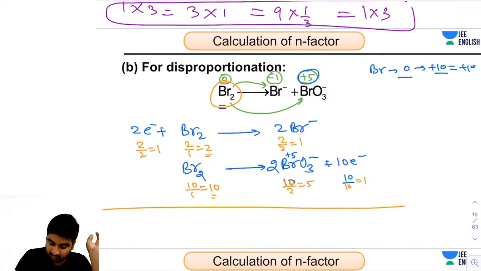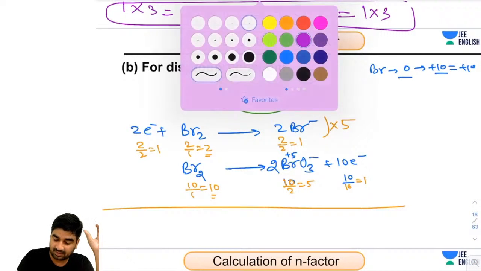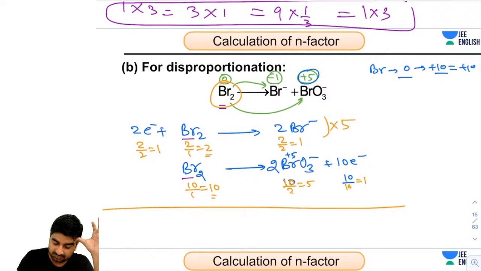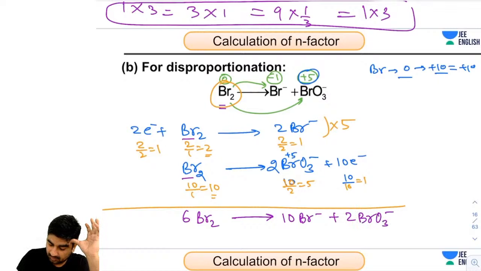So when you balance it, you have to multiply it by 5. So after multiplying it by 5, you will be getting 5 and 1, 6 bromine, and then 10 Br minus, and then 2 BrO3 minus, right?